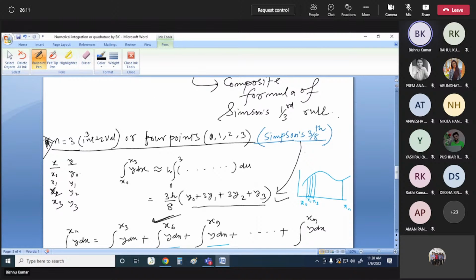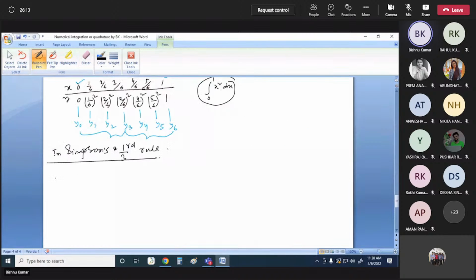That integration from 0 to 1 of y dx will have h/3 outside. What is h? h is 1/6, the distance between the equispaced x arguments. So 1/6 minus 0 means h is this. h/3 outside, and within the bracket you take the first value of y and the last value of y.